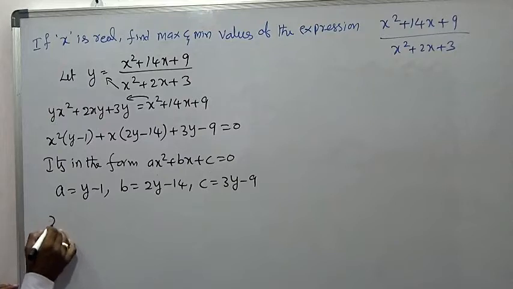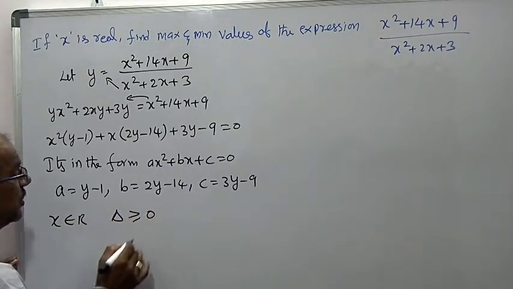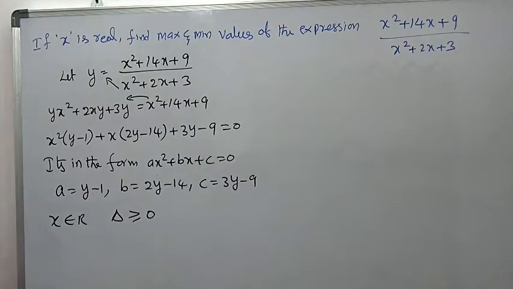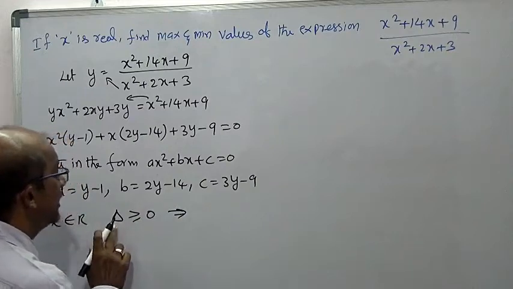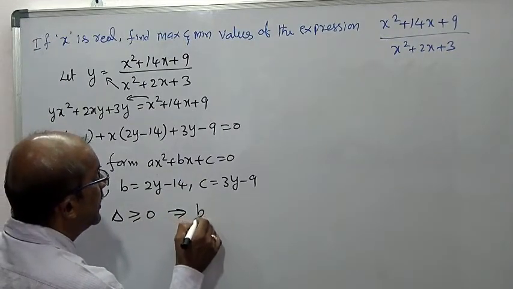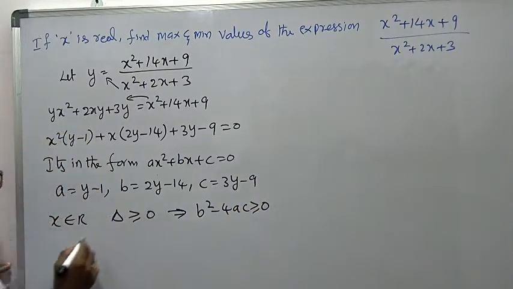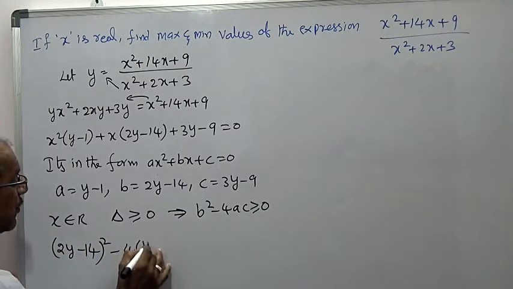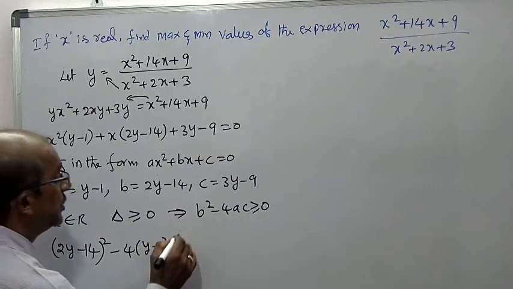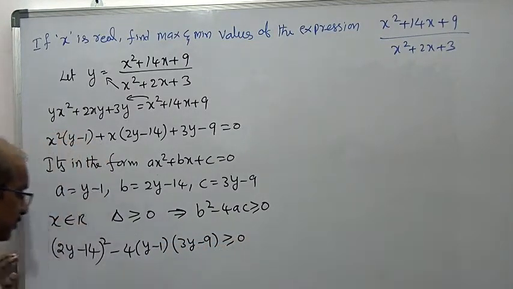Now x belongs to real numbers, so delta is greater than or equal to 0. Delta greater than or equal to 0 means the discriminant is greater than or equal to 0. That is b square minus 4ac greater than or equal to 0. Now to substitute it, 2y minus 14 whole square minus 4 of y minus 1 into 3y minus 9 greater than or equal to 0.